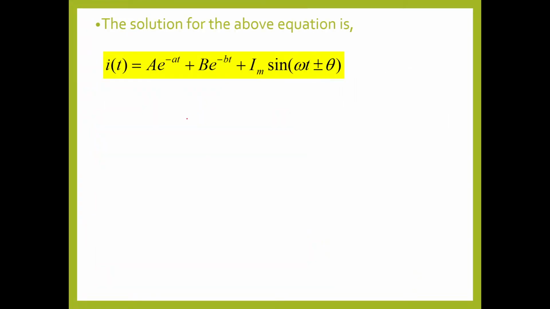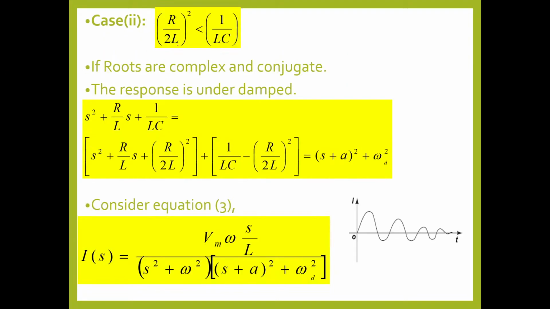After that I have gone for the inverse Laplace transform. If I go for the inverse Laplace transform, this is what I will get: i(t) = A e^(-at) + B e^(-bt) + Im sin(ωt ± θ). Now let's take another condition. Case 2 is (R/2L)² less than 1/LC.